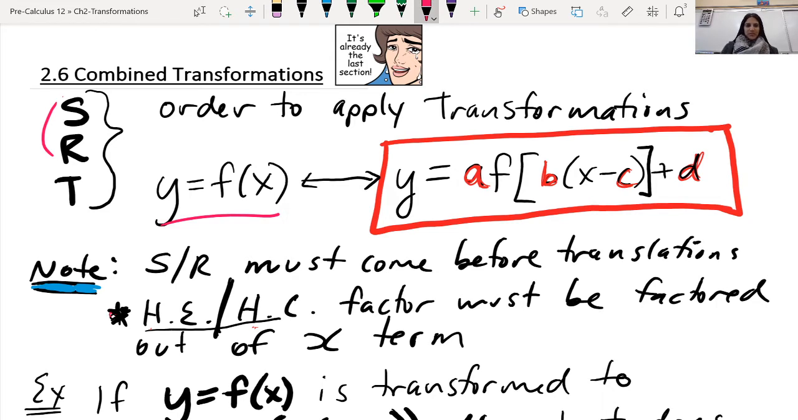At the bottom here with this star, I've written that horizontal expansion and horizontal compression factor must be factored out of the x term. So what I am talking about is right here, see this b value? Right now it's in factored form, but if you get an equation where it's not factored, then it's our job to factor it out to make it look like the equation in this box.